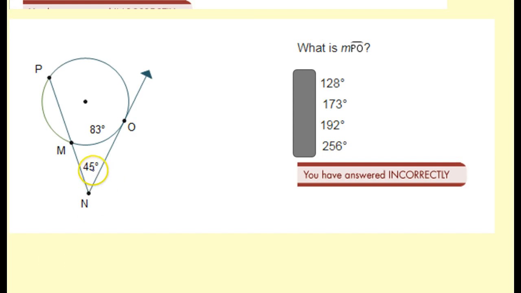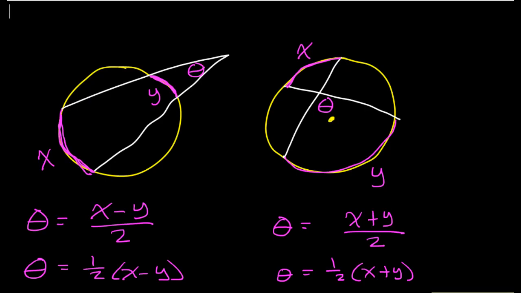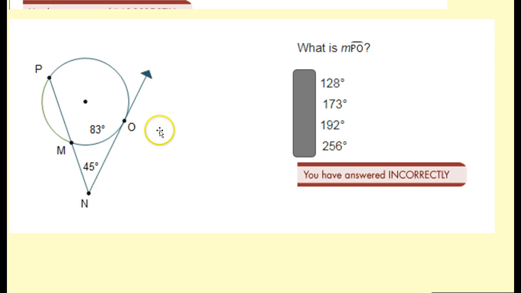Again, see how this angle is outside the circle? That means we're in this situation right here, where we're doing angle is equal to big arc minus small arc divided by 2. So that's what we're going to do. So the angle is equal to the big arc minus the small arc divided by 2. So the angle is this right here. So that's going to be 45 degrees.